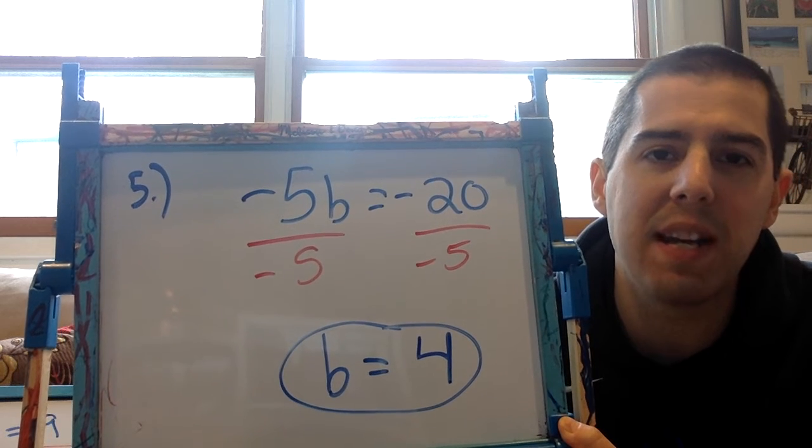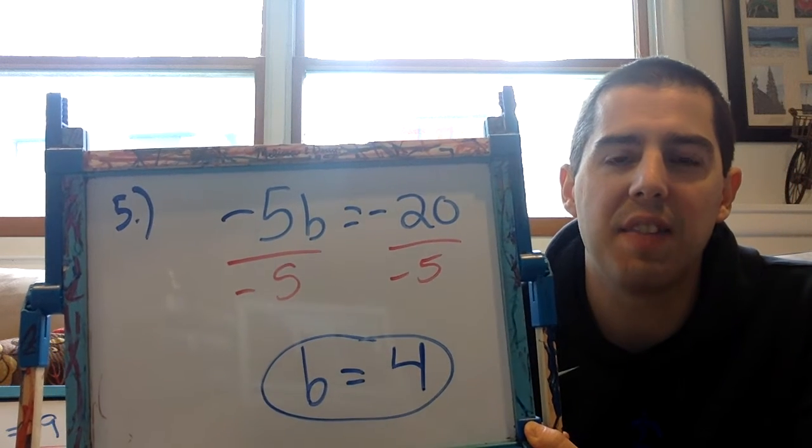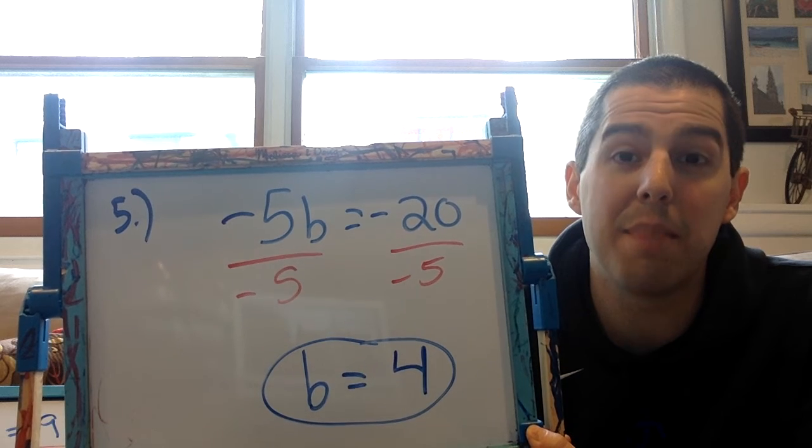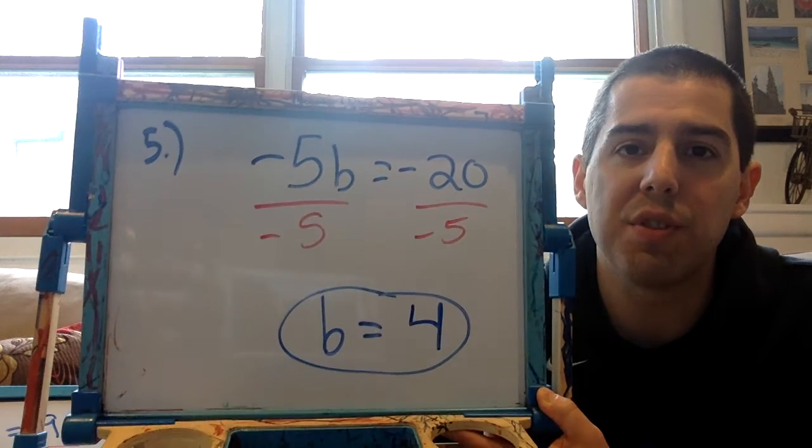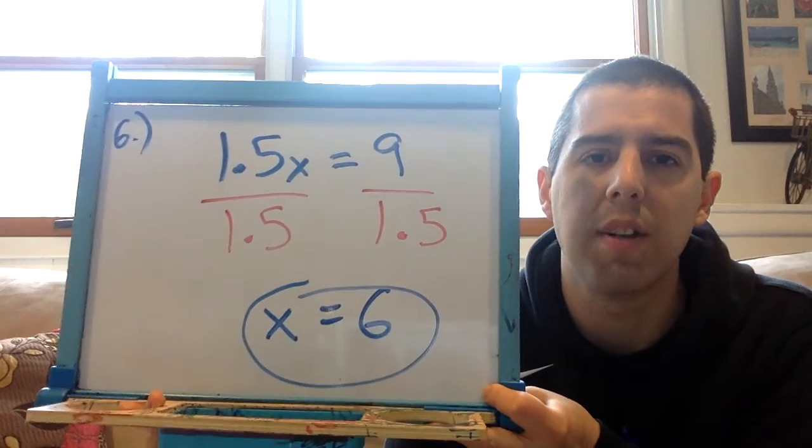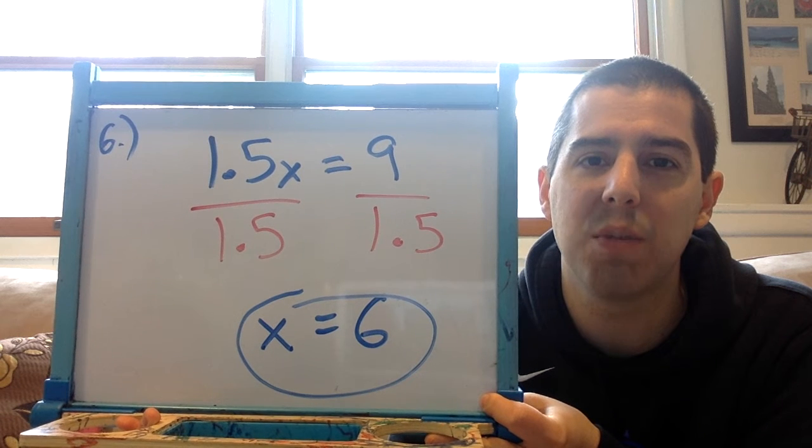Number 5, negative 5b equals negative 20. I divided by negative 5 on both sides. On the left side, I isolated the variable. On the right side, I balanced the equation. B equals 4.